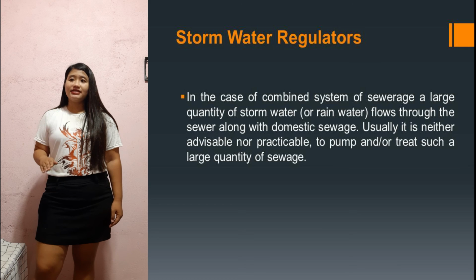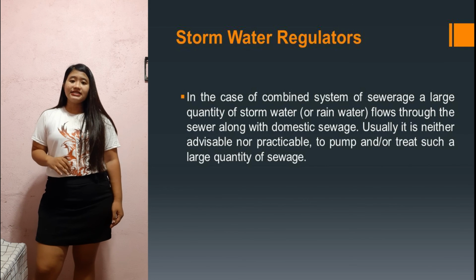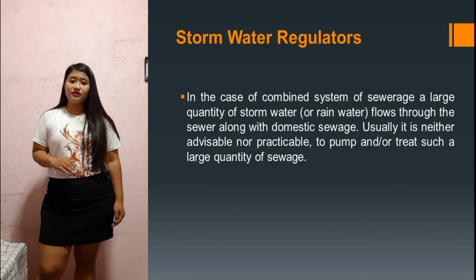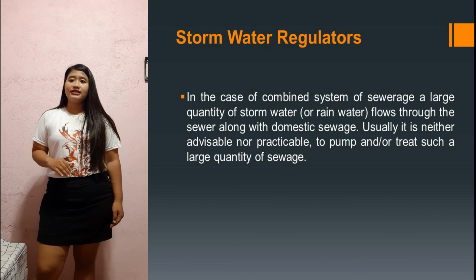And the last one is the stormwater regulators. In the case of a combined system of sewerage, a large quantity of stormwater or rainwater flows through the sewer with domestic sewage. Usually, it is neither advisable nor practicable to pump and or treat such a large quantity of sewerage.